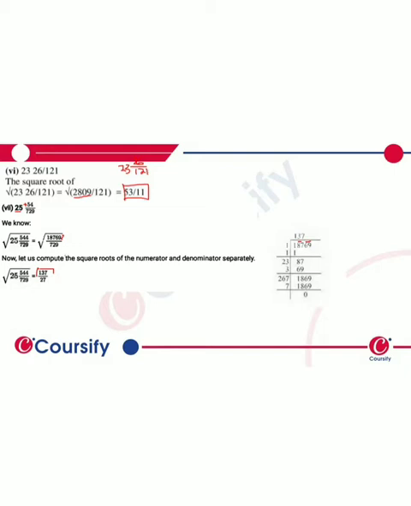And the square root of 729, by prime factorization, we get it as 27. So this is the answer.